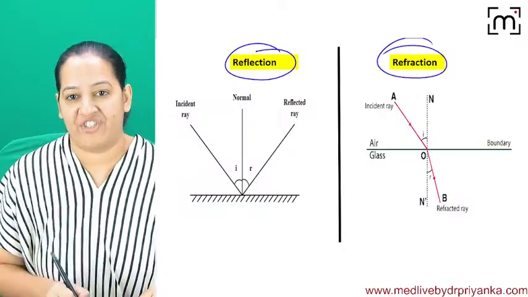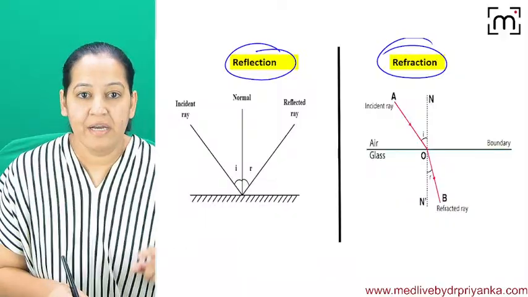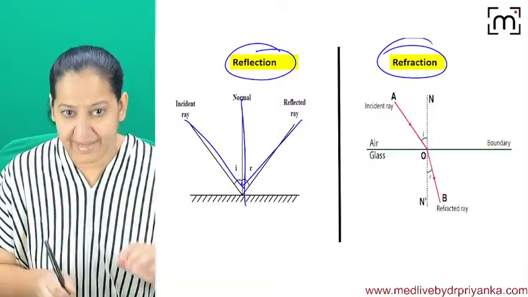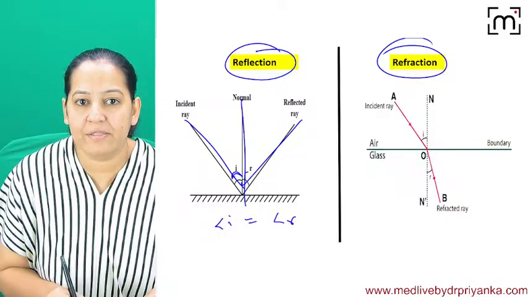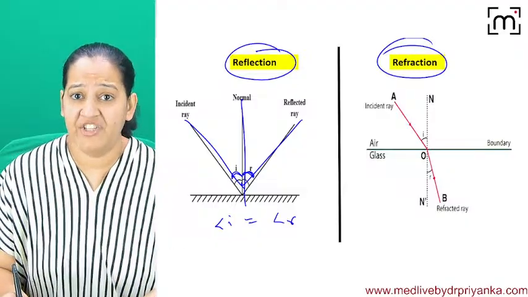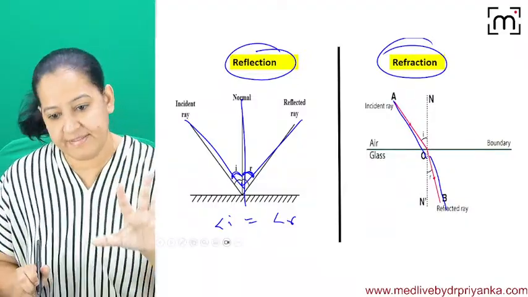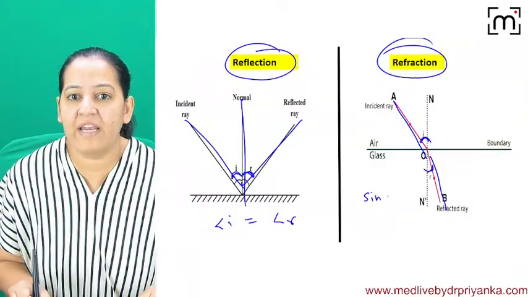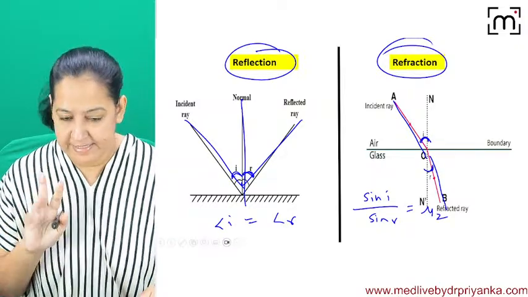Reflection, refraction. You know the two laws of reflection and the two laws of refraction. The two laws of reflection: incident ray, reflected ray, and normal all lie in the same plane, and angle of incidence is equal to angle of reflection. You can see the two angles over here. This is reflection. Refraction: incident ray and refracted ray are on opposite sides of the normal, but they are in the same plane. And sine of angle of incidence upon sine of angle of refraction is equal to mu of the second medium. This is the second law, Snell's law.